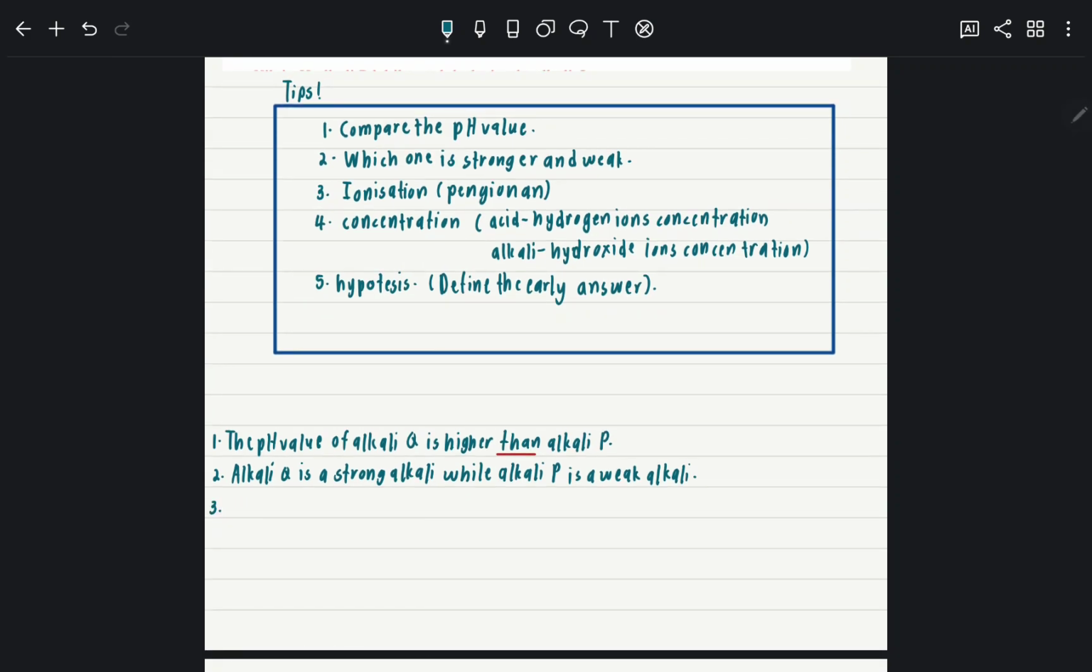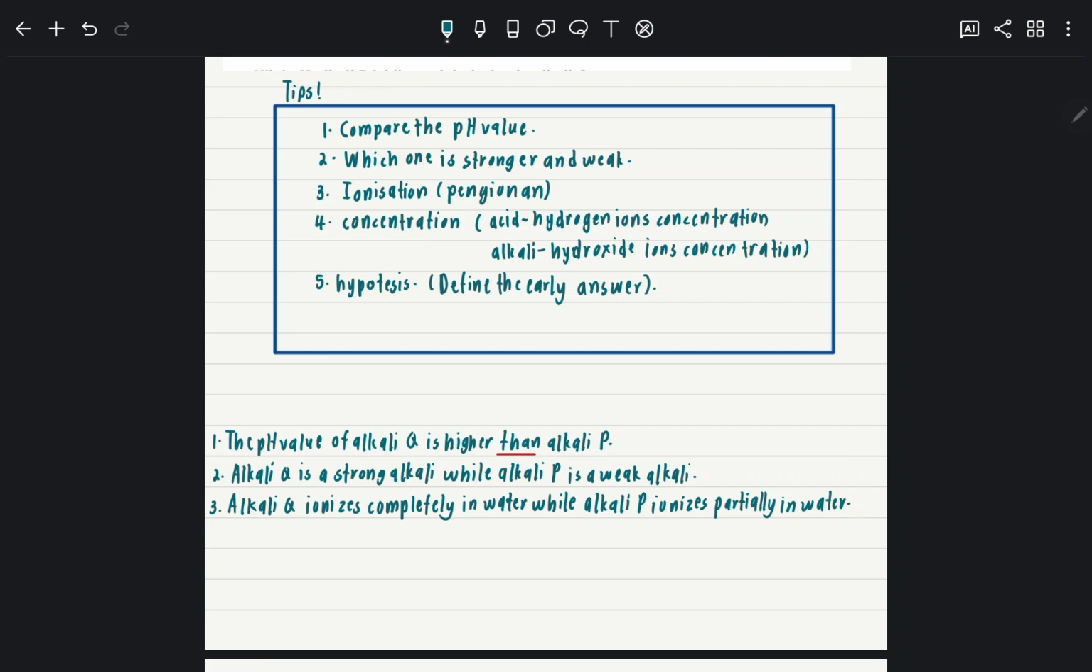Okay, so if alkali Q is a strong alkali, so how about its ionization? So alkali Q ionizes completely. Okay, this word is a science term, so you cannot miss out anything. Ionizes completely. Don't say ionize fully, wrong. Ionize completely in water, while alkali P ionize partially in water. Okay, this one is the main problem for everyone.